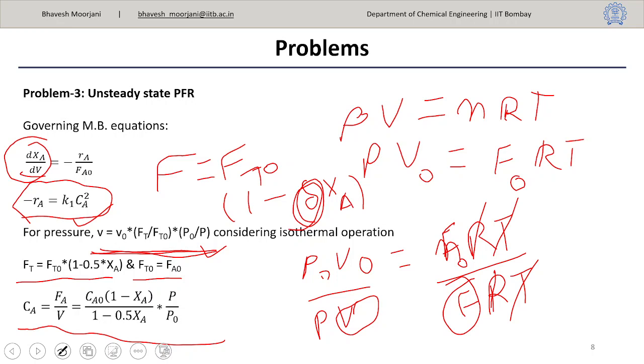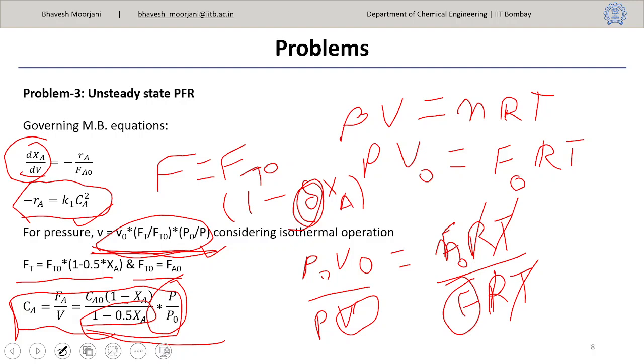Okay, so that's why when you put V in terms of this equation, instead of Fa you put Fa0 into 1 minus Xa, and you simplify it, you will get concentration with respect to your pressure ratio and your initial concentration and conversion, right? So here normally when we write for a liquid phase reaction, we write Ca is equal to Ca0 times 1 minus Xa, but since it's a gas phase reaction, you have the ratio of P by P0 also coming into picture. Since volume is also changing, your flow rate is also changing, that's why you also have a secondary term, this 1 minus 0.5 times Xa.